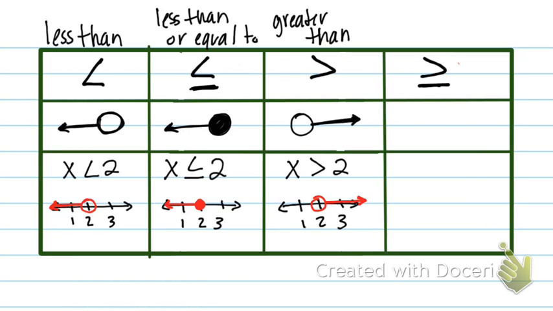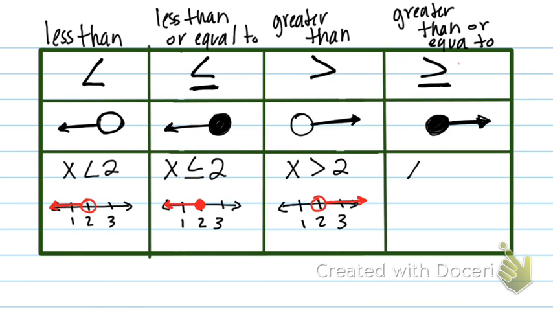Okay. And our last one, we have greater than or equal to. Remember, we have this line at the bottom, so whenever you see that line at the bottom, you're going to have a closed circle, and since it's greater than, we're going to point to everything to the right.